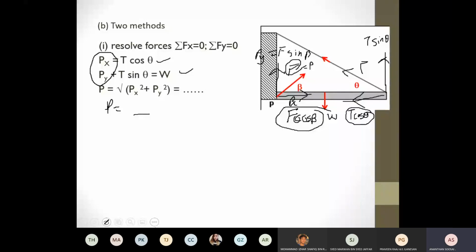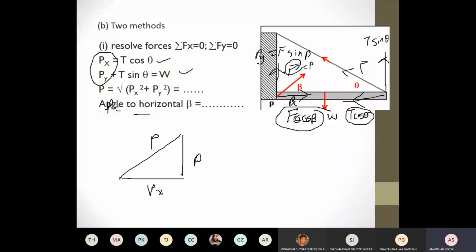Okay. After you find the P answer, you can work out the angle beta also. Because this is P, this is your Px, this is your Py, and this is your beta. Once you know Py, Px, and also P, you can find the beta. It's trigo, so beta can be found also.